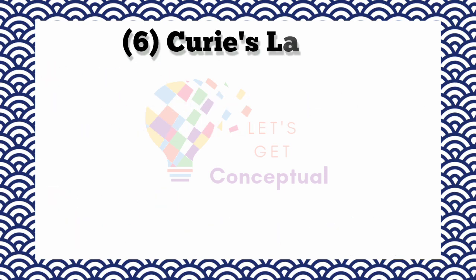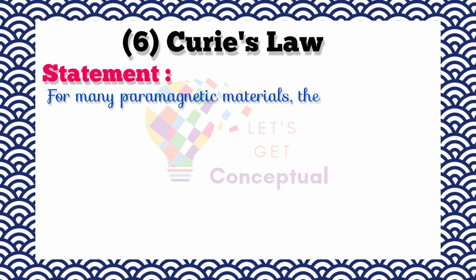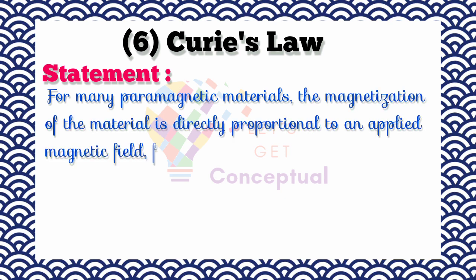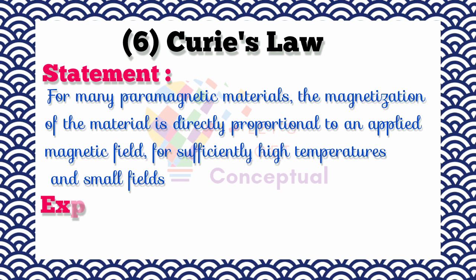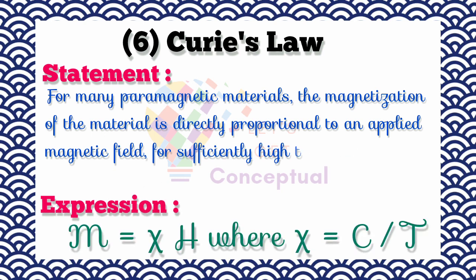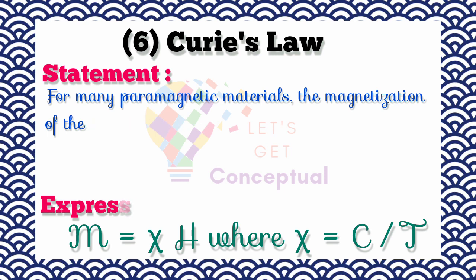Number 6. Curie's law. Statement. For many paramagnetic materials, the magnetization of a material is directly proportional to an applied magnetic field for sufficiently high temperatures and small fields. Expression. M is equal to chi H, where chi is equal to C over T.